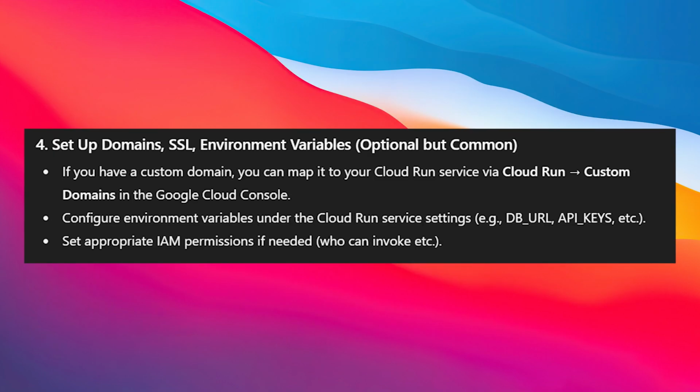Then set up domain, SSL, environment variables, optionally but common. So if you have a custom domain, you can map it to your Cloud Run service via Cloud Run custom domains in the Google Cloud Console, and configure environment variables under the Cloud Run service's settings.